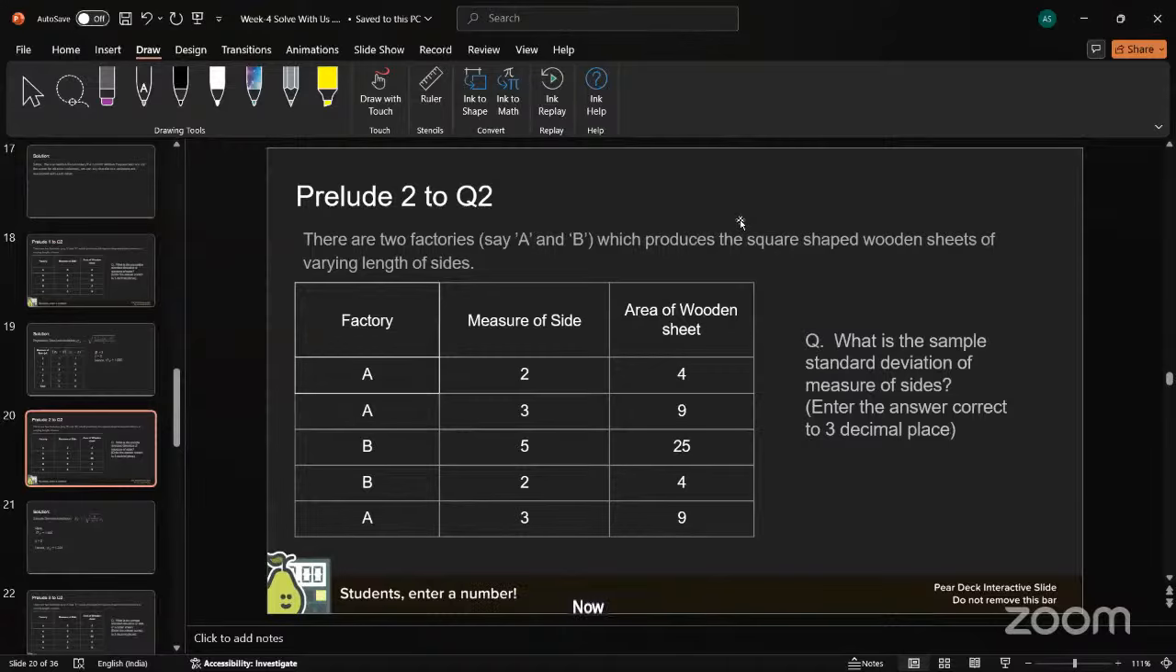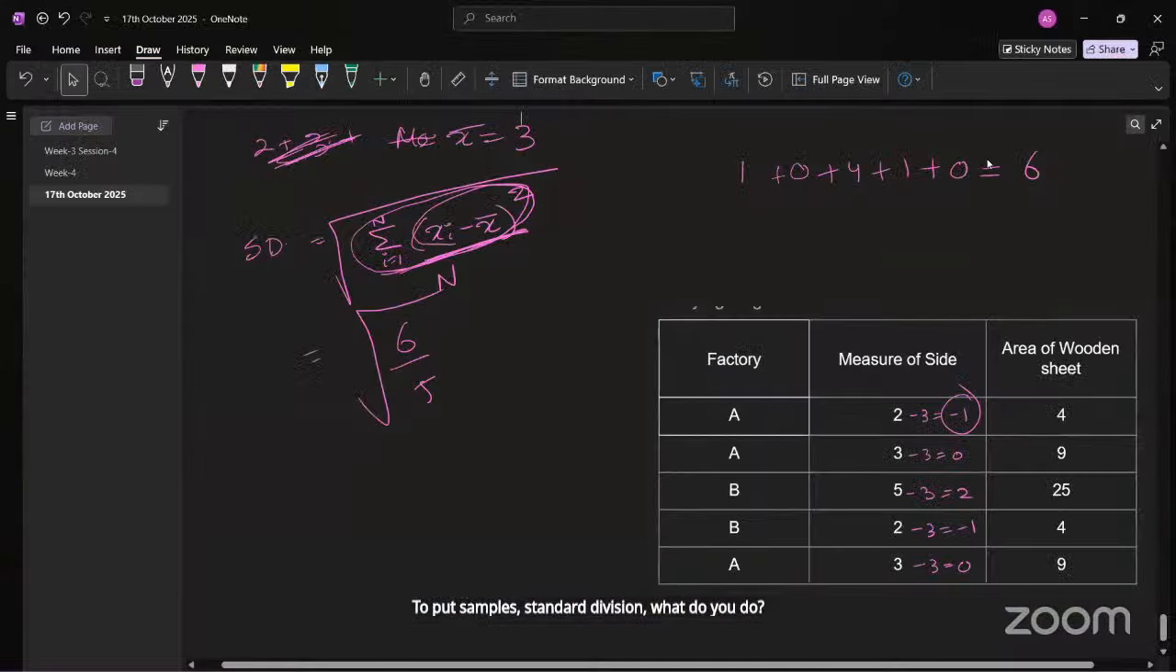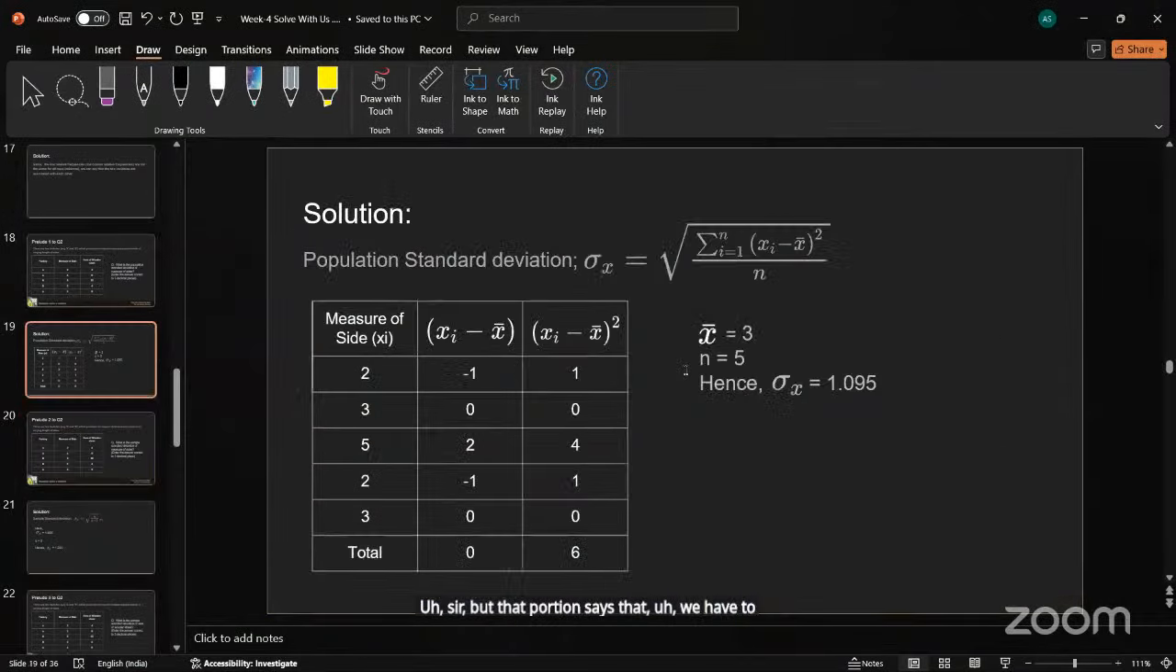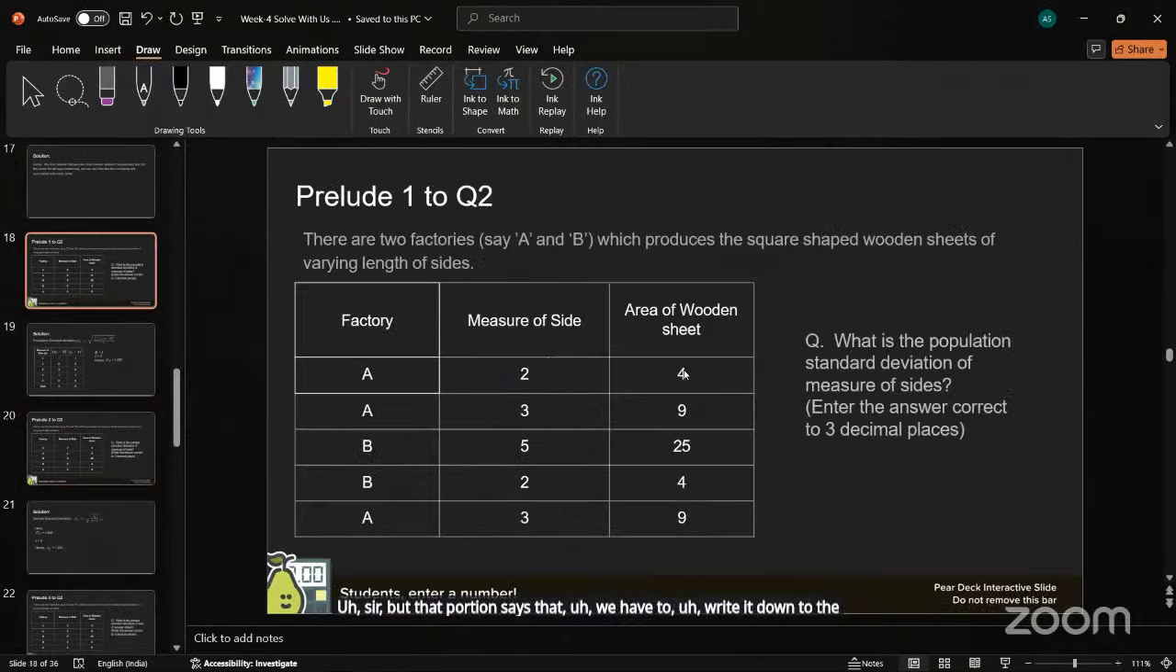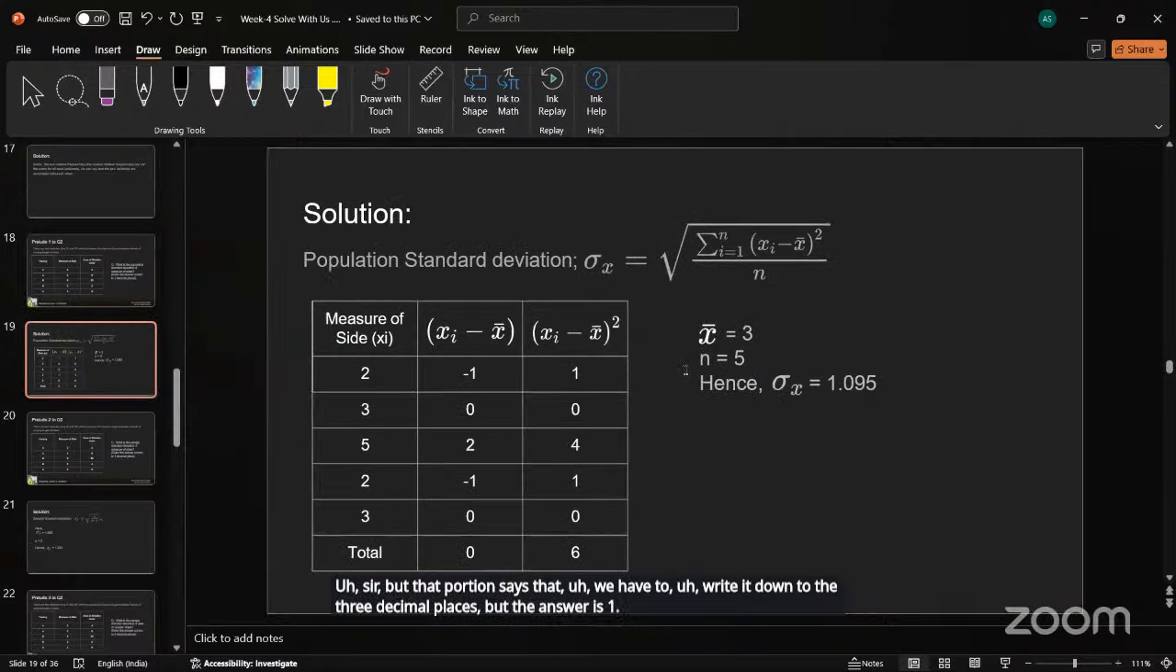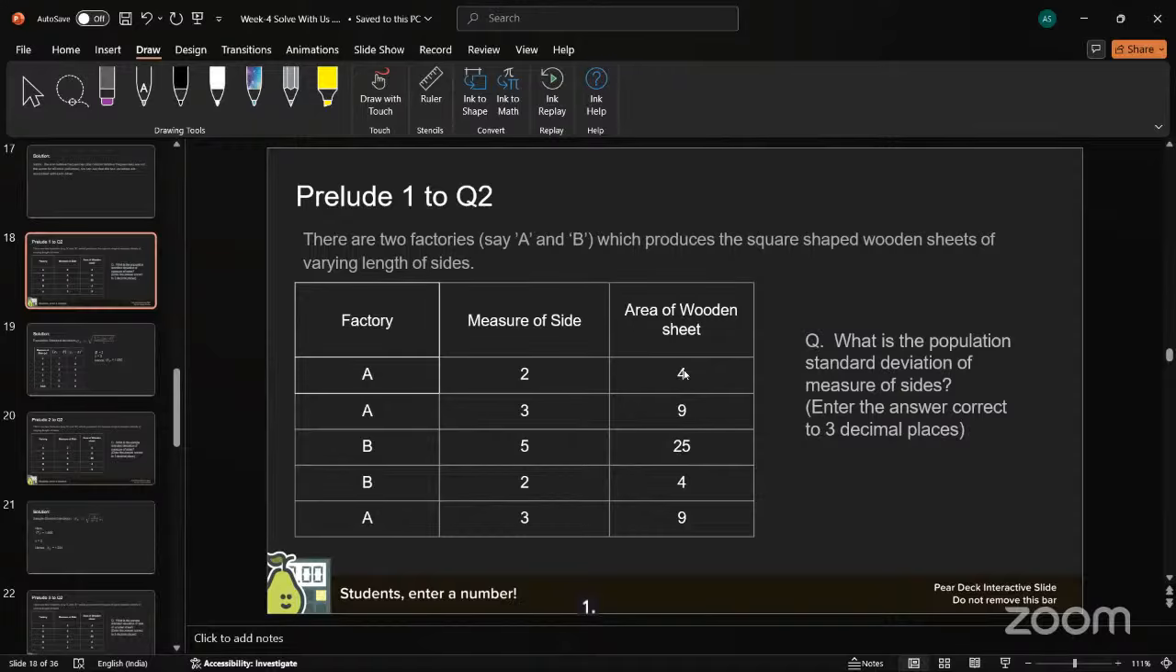Now, what is the sample standard deviation of measures of site? For sample standard deviation, what do you do? You'll just divide by... But the question says that we have to write it down to 3 decimal places, but the answer is 1.2, that is 1 decimal place. 1.2.